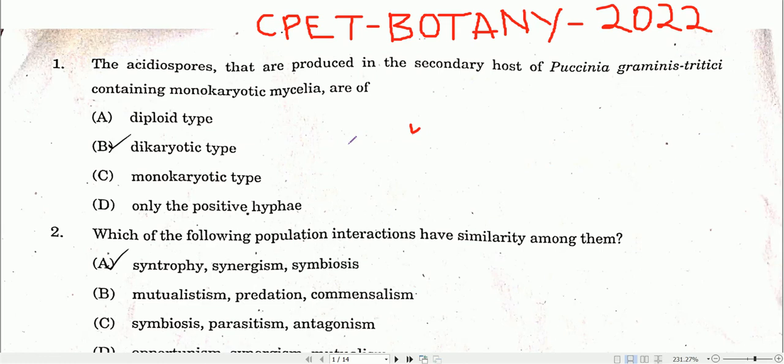Okay, so let's begin with question number 1. The aecidiospores that are produced in the secondary host of Puccinia graminis tritici contain monokaryotic mycelia. Okay, so these are the dikaryotic type. So option B will be the correct one.